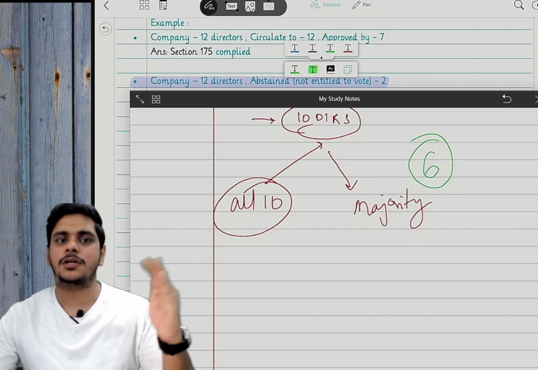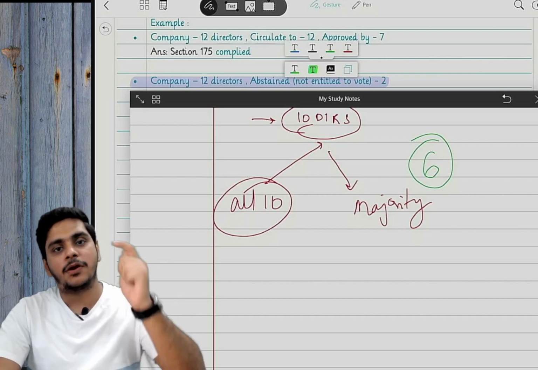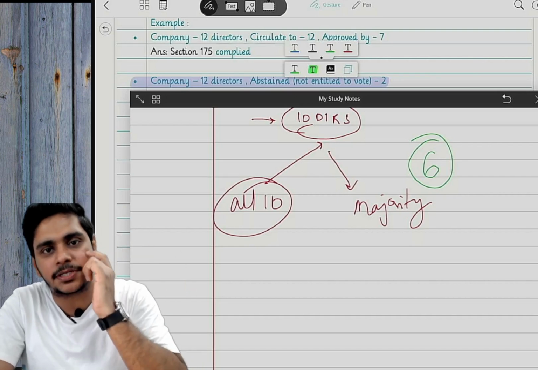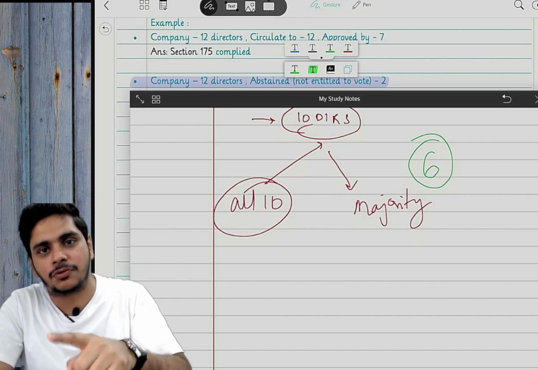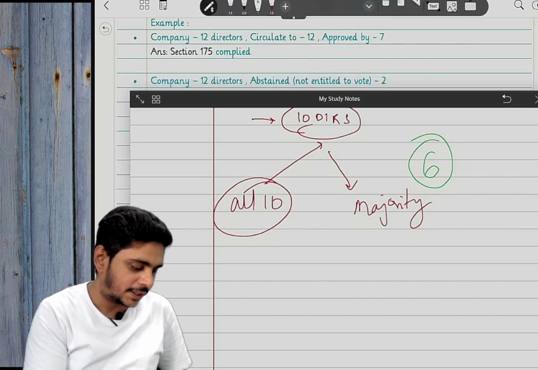See, people who have not come to the meeting are called absent directors. People who have come to the meeting and cannot vote, or who are not entitled to vote, are called abstained directors. So my question is, company has 12 directors, abstains are 2. So to how many people will you send?